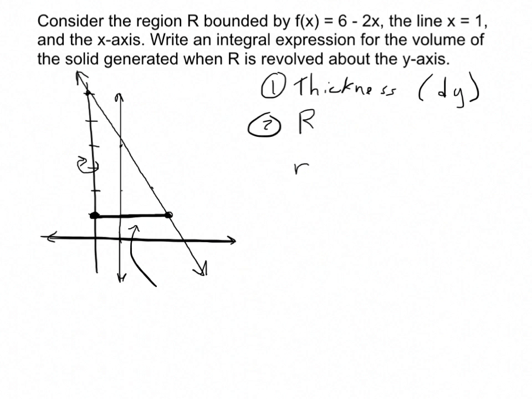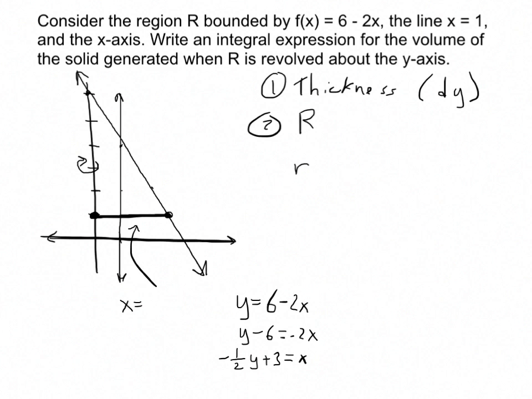Right? Because I'm measuring it side to side, and I hope you remember this from the previous videos, it means you're going to need to change your function from being y equals 6 minus 2x into being an x equals function. So if I move things around here a little bit, I'll get y minus 6 equals negative 2x. That'll give me negative 1/2 y plus 3 equals x. So this distance here is negative 1/2 y plus 3.